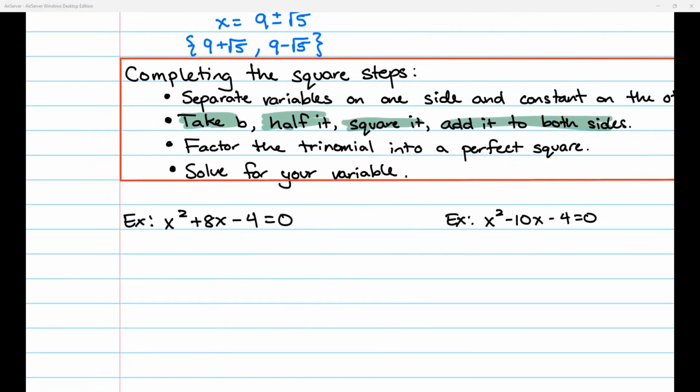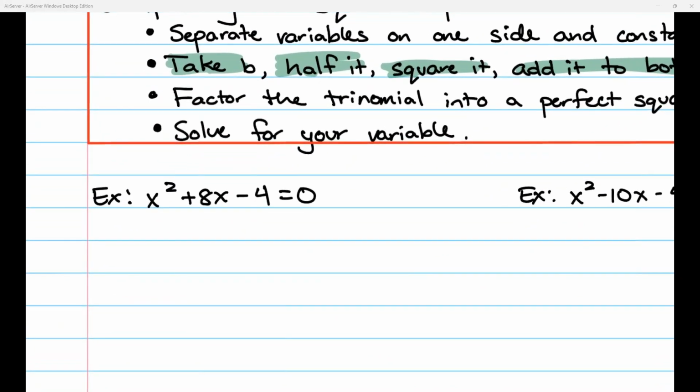I see something that says x squared plus 8x minus 4 is equal to 0. If I want to complete the square, I'm going to move my x's to one side. Well, the x squared and the 8x are already on the left. And then I'm going to add 4 to both sides. I get x squared plus 8x is equal to 4.